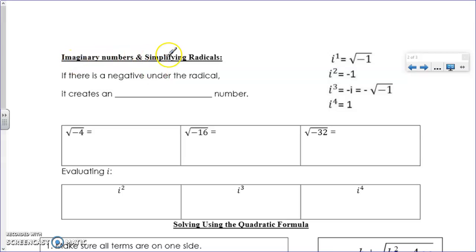Okay, imaginary numbers and simplifying radicals. Now, we did some simplifying radicals in Unit 1, so we had a little bit of struggle there, but I think we got through it. If there is a negative under the radical, it creates an imaginary number.